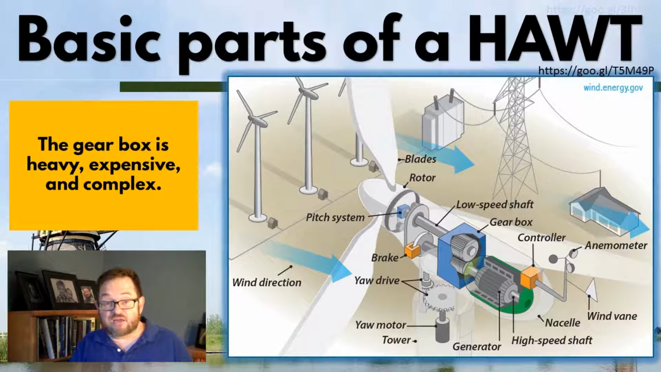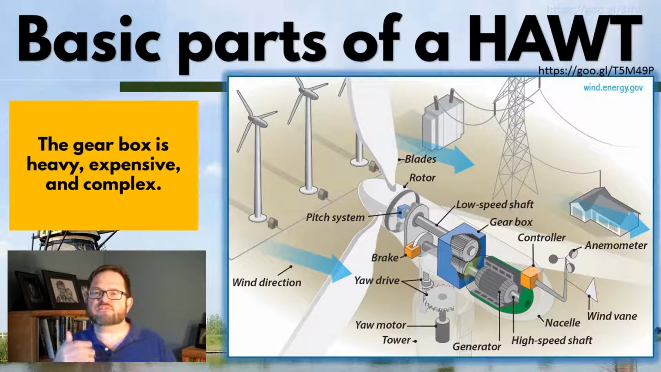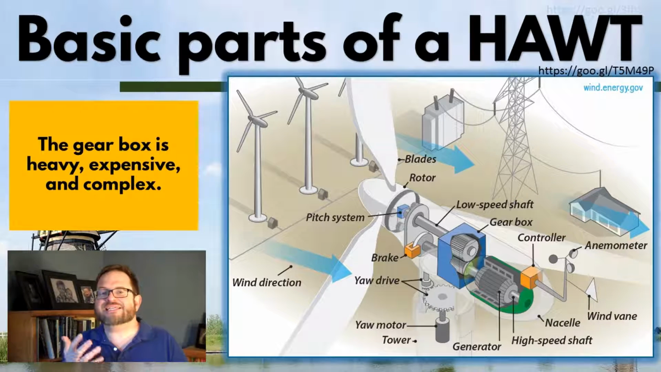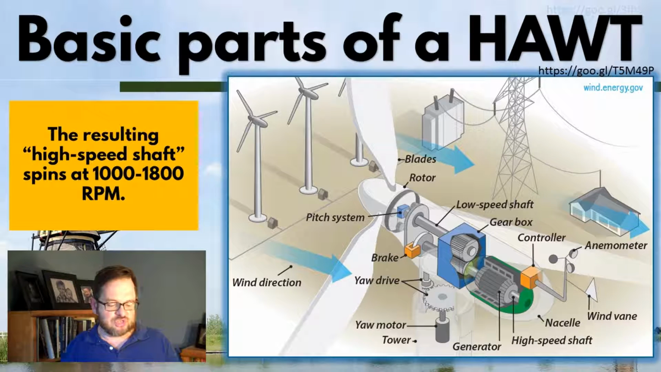It's got to be up there running by itself. There's nobody in general up there lubricating it and so on. This is expensive, complex, heavy. This is a difficult part of the whole mechanism of a HOT. But the result after we get through the gearbox is, whereas the low-speed shaft entering the gearbox might have been rotating at about 30 to 60 RPMs, typically the high-speed shaft exiting the gearbox will be rotating at about 1,000 to 1,800 RPMs. That is a speed at which we can connect it to a generator to produce electricity.